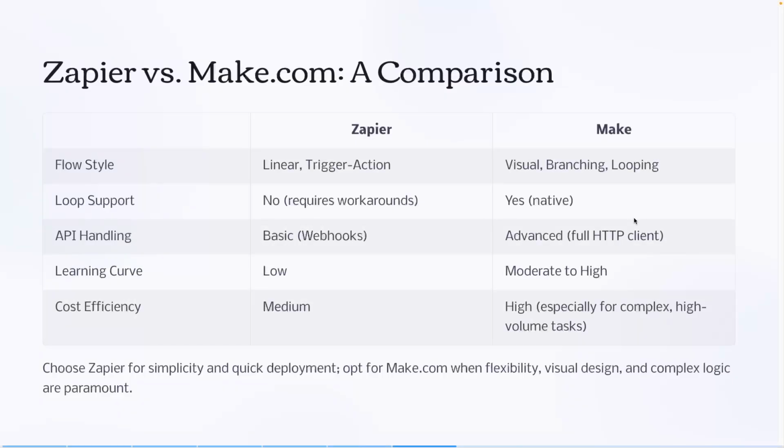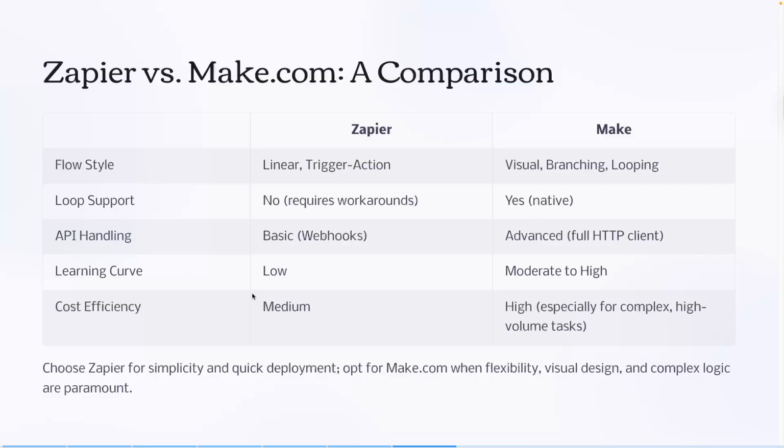Anyways, so the Zapier versus Make.com comparison, right? Like I said, Zapier is linear trigger action. For Make, visual branching and looping is available for the flow. For loop support, Zapier does not have any loop support, right? Make allows you to loop through using an element called iteration. For API handling, webhooks are only available here. Make provides a full HTTP client, so proper API calls can be made from Make.com.